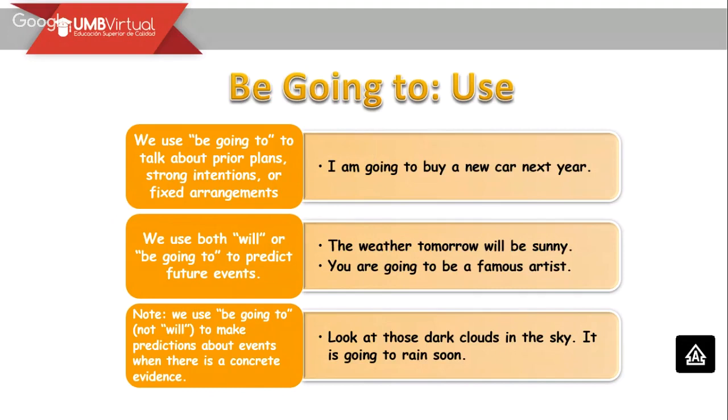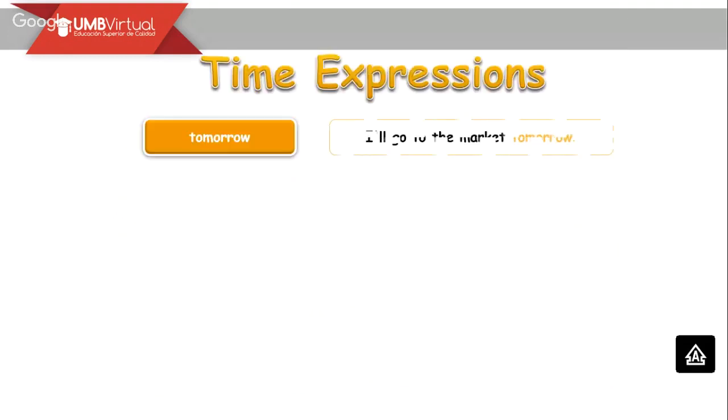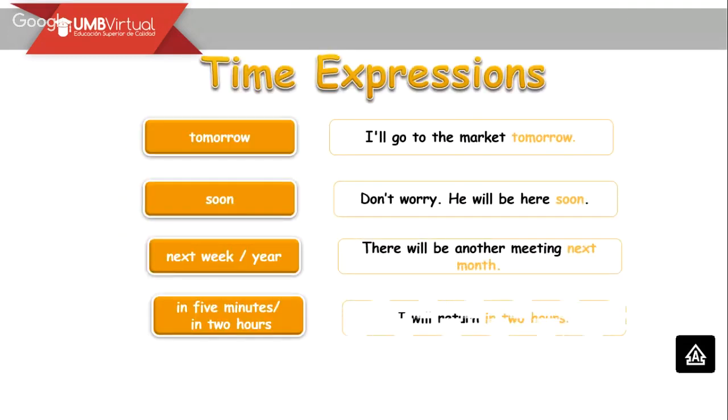And finally, we use be going to, not will, to make predictions about events when there is concrete evidence. Look at those dark clouds in the sky. It is going to rain soon. Cuando hablamos de ciertas evidencias que tenemos frente a ciertas situaciones, vamos a hacer uso del be going to. ¿Ok? That's okay. Pero que sean evidencias concretas. And expressions. All right.